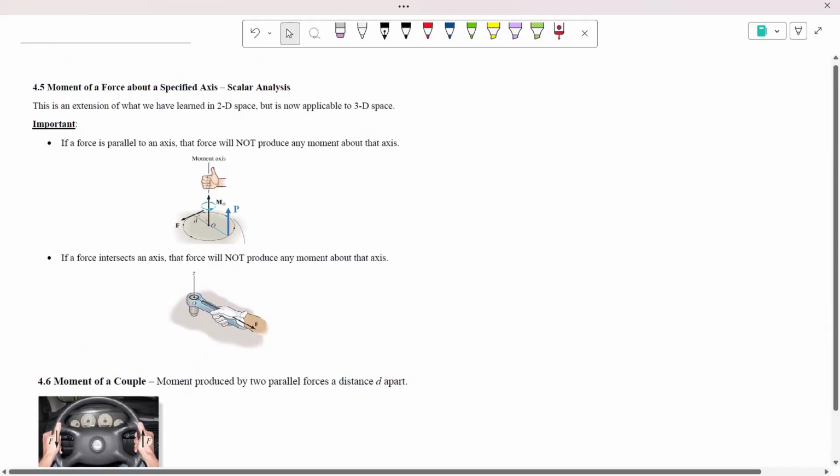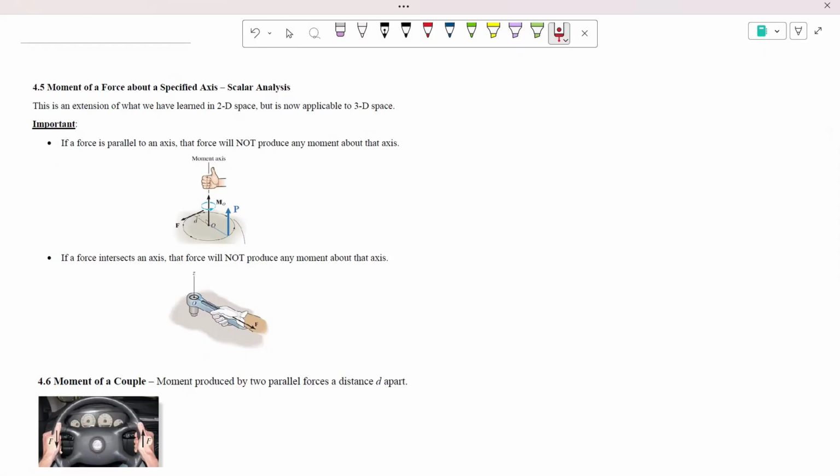It is important to know that if a force is parallel to an axis, that force will not produce any moment about that axis, and that if a force intersects an axis, that force will not produce any moment about that axis. So in this figure, as you can see, we have what looks to be a vertical axis, and this vertical axis is parallel to the force here, which is force P. So that force P will not produce any moment about that axis.